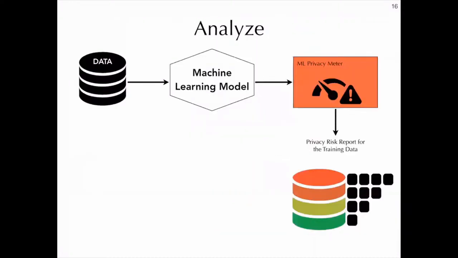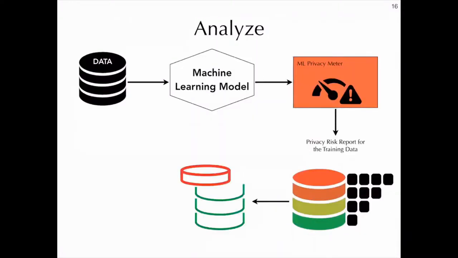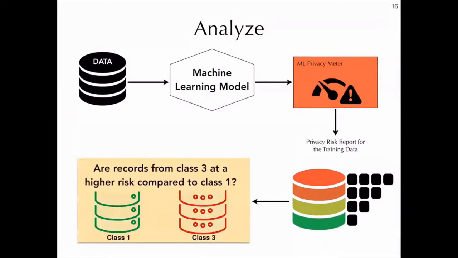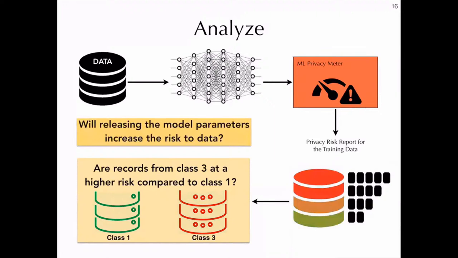It generates detailed risk reports for the training data, which help in identifying the records that are under high risk. It allows for comparison of risk across records from different classes in the training set. It also allows for comparing the additional risk due to revealing the entire model with the risk due to providing only query access to the model.